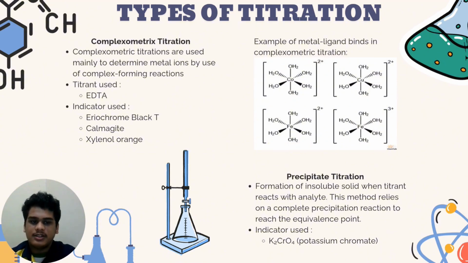Precipitation titration is the formation of an insoluble solid when the titrant reacts with the analyte. This method relies on a complete precipitation reaction to reach the equivalence point. The indicator usually used for this titration is potassium chromate.